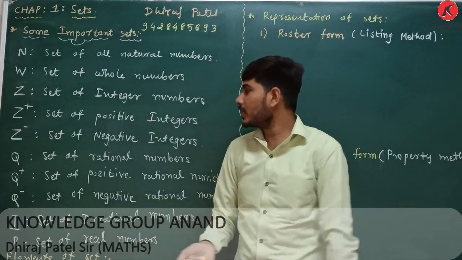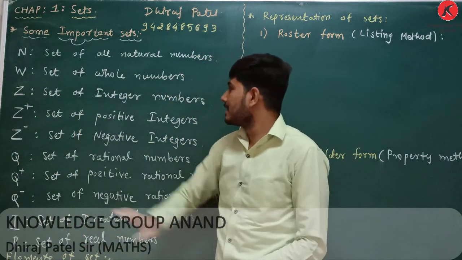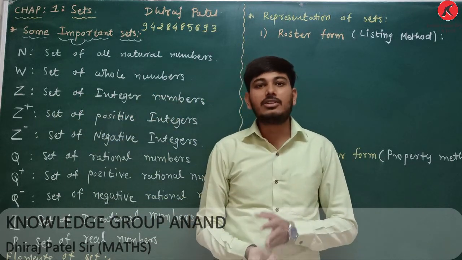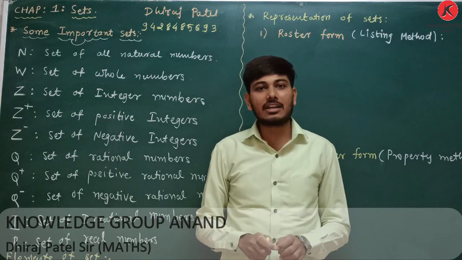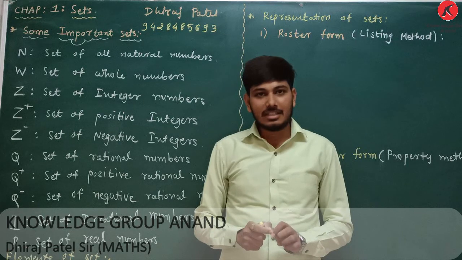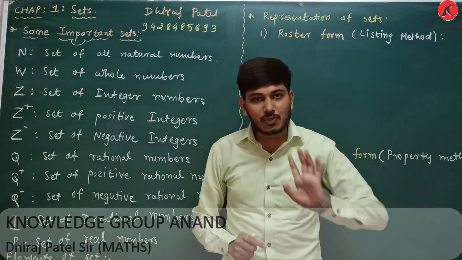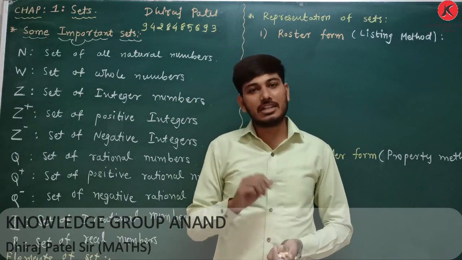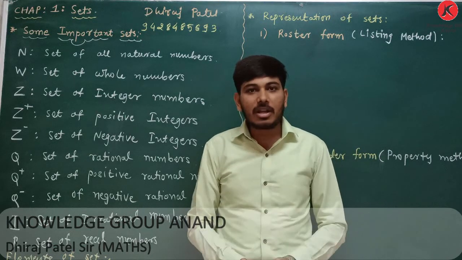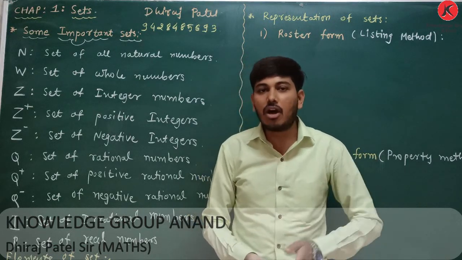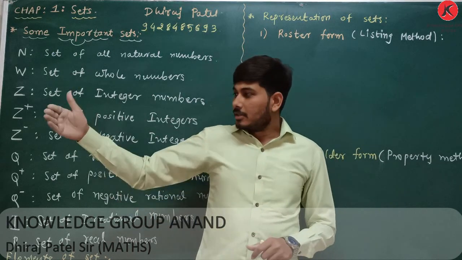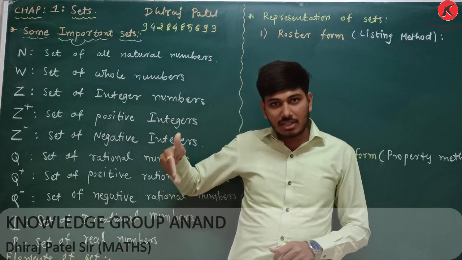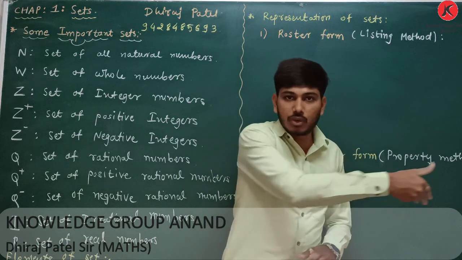Now, you also know what is Z. Z is the set of integer numbers. What do you mean by integer numbers? Their denominator is always 1. Suppose I am taking 2, so we can write 2 by 1. That means it is an integer number, not a decimal number. It is a simple integer number. The list of integer numbers is minus infinity, minus 3, minus 2, minus 1, 0, 1, 2, 3, 4 up to infinity.